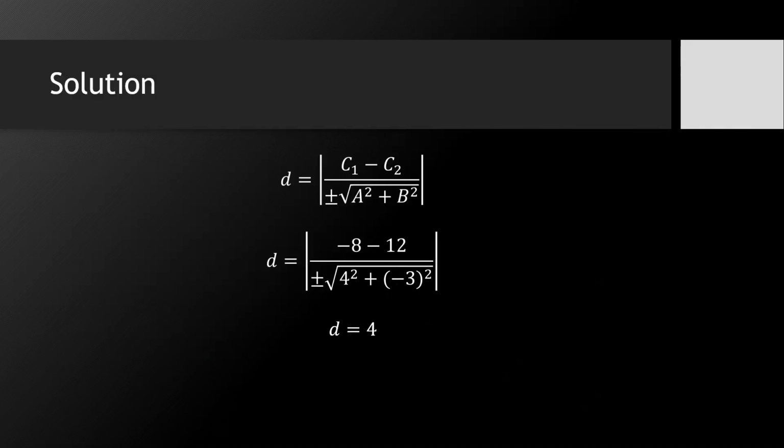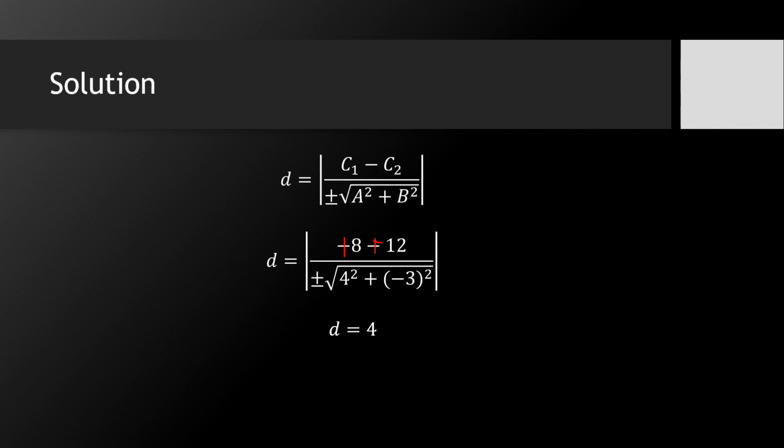Using the equation, d is equal to c1 minus c2 all over plus or minus the square root of a squared plus b squared. I think our constants are wrong. The first constant is negative 12. So negative times negative is equal to positive. Then our second constant is positive 8. So we should have 8 plus 12 all over the square root of 4 squared plus negative 3 squared.